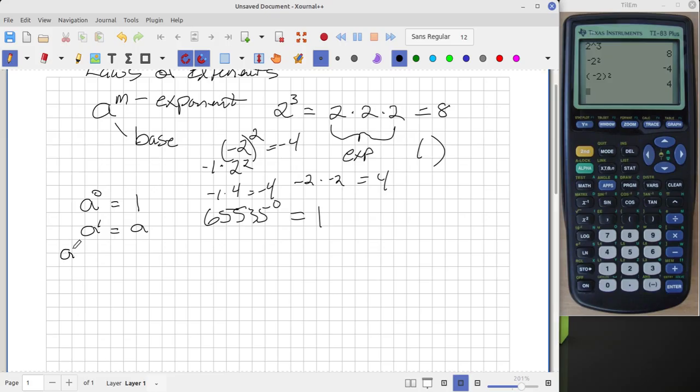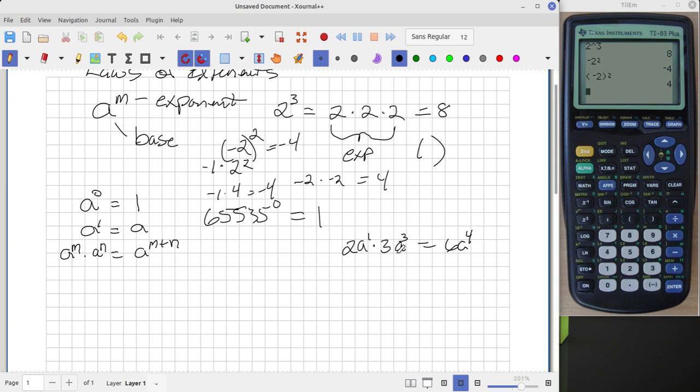If I have a to the m power times a to the n power, notice I have the same base here. This is a to the m plus n. That's why this is an important rule, because if I have 2a times 3a to the third, what is that? Well, 2 times 3 is 6, and this is a times a, and the exponents add. There's a 1 here, so this is a to the 4th.